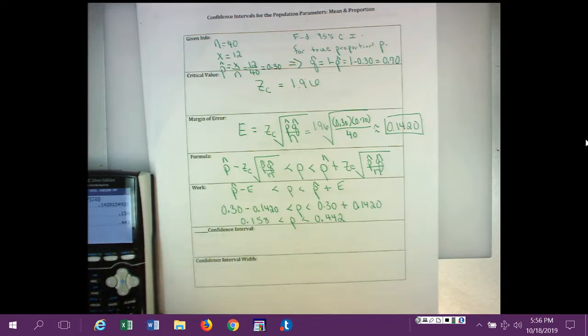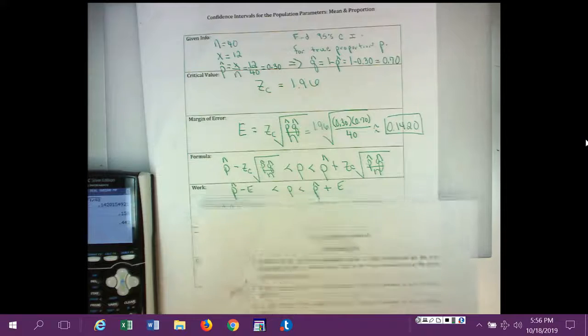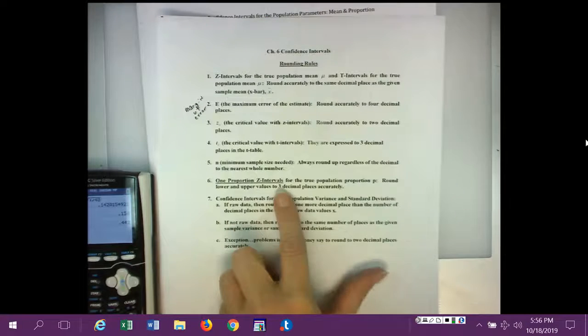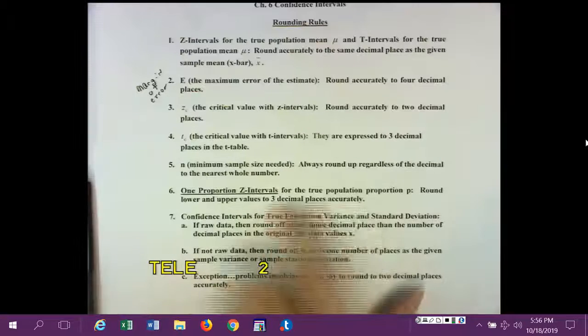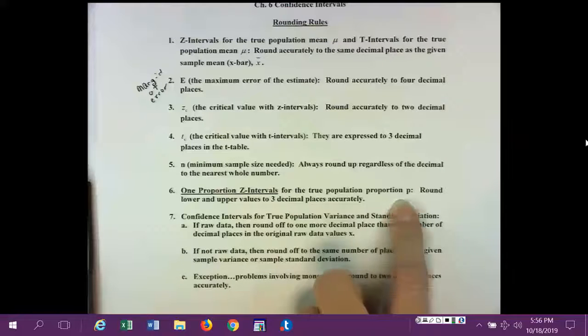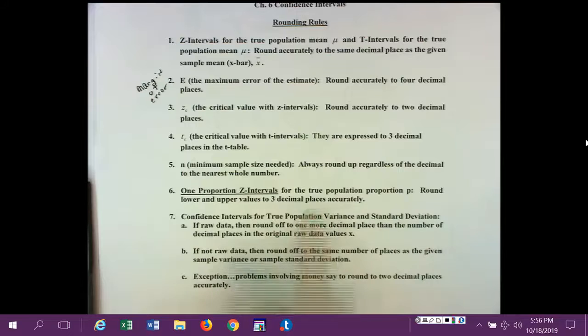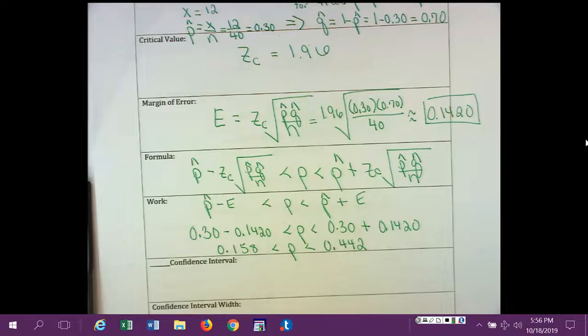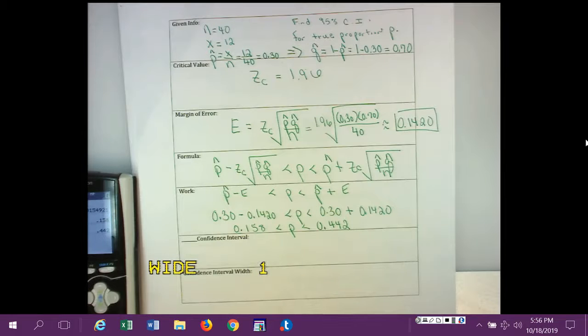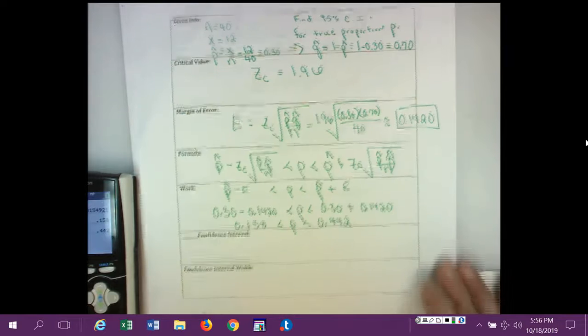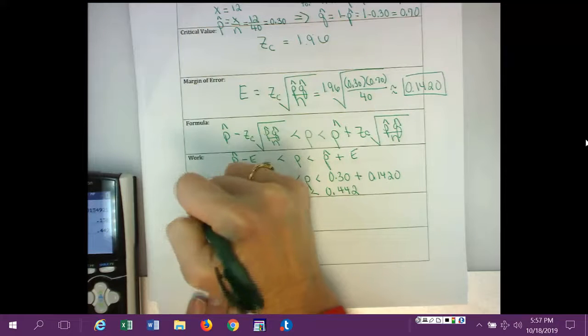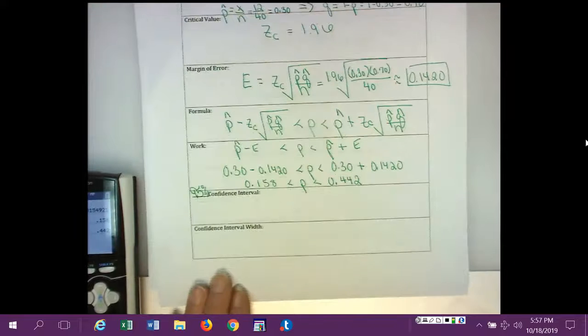for proportion intervals number 6, for those types of confidence intervals, it says round the lower and upper values to 3 decimal places accurately if you have to round. In the problem that we just worked together, no rounding is necessary because we have those numbers already given to 3 decimal places. So your final answer will be, for this problem, 95% degree of confidence.